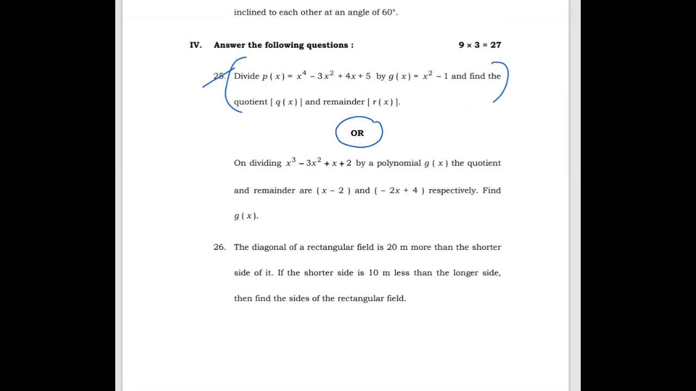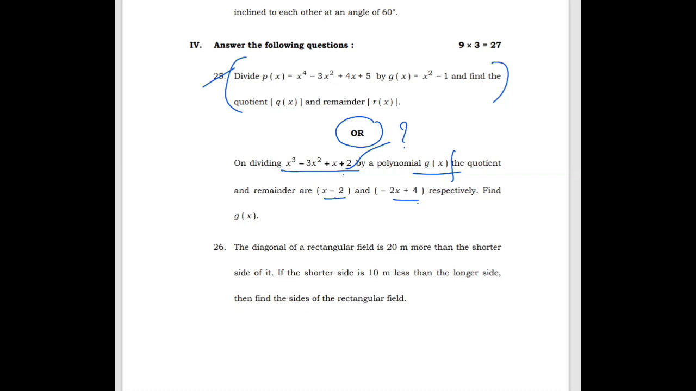So here, on dividing by a polynomial g of x, the quotient and remainder are given. Here, if you see, it is a different approach. They have given the quotient and remainder and are asking what this is divided by to get this quotient and this remainder. It must be divided by something. What is that we have to divide? How to solve this?